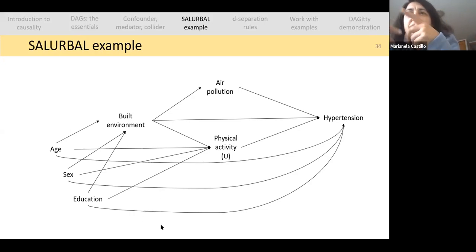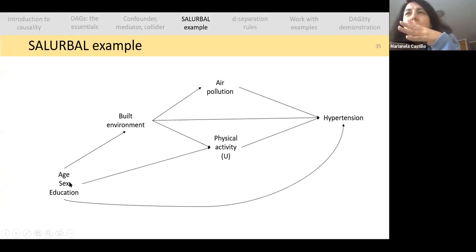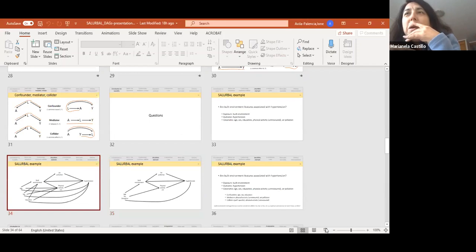But in that case, I see that there are many arrows pointing to physical activity, but on the other side, from hypertension, I don't see an arrow getting to physical activity. So it's just a confusion. Why is it a collider? If you can explain that again, please.